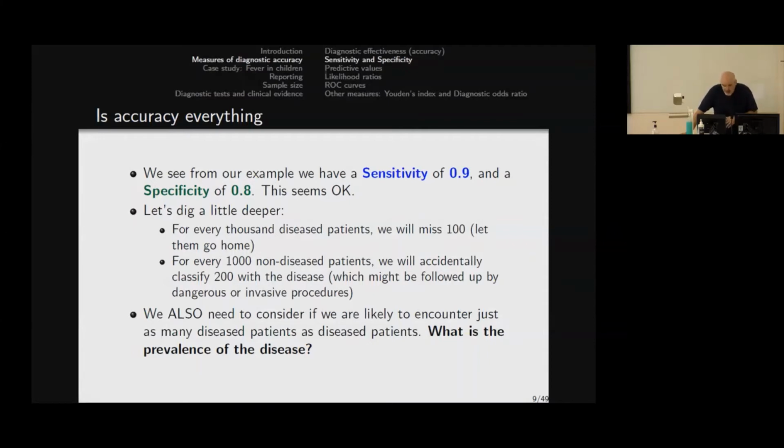However, we also need to admit that these things are sort of mutually exclusive, that as sensitivity goes up, specificity will go down. Okay, so we do have a choice, and I'll talk more about that later.